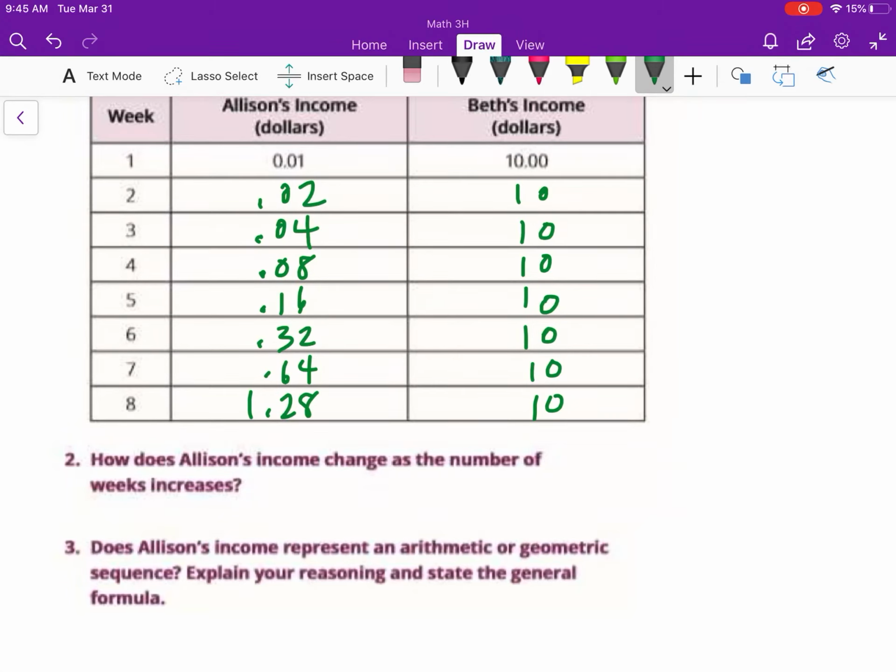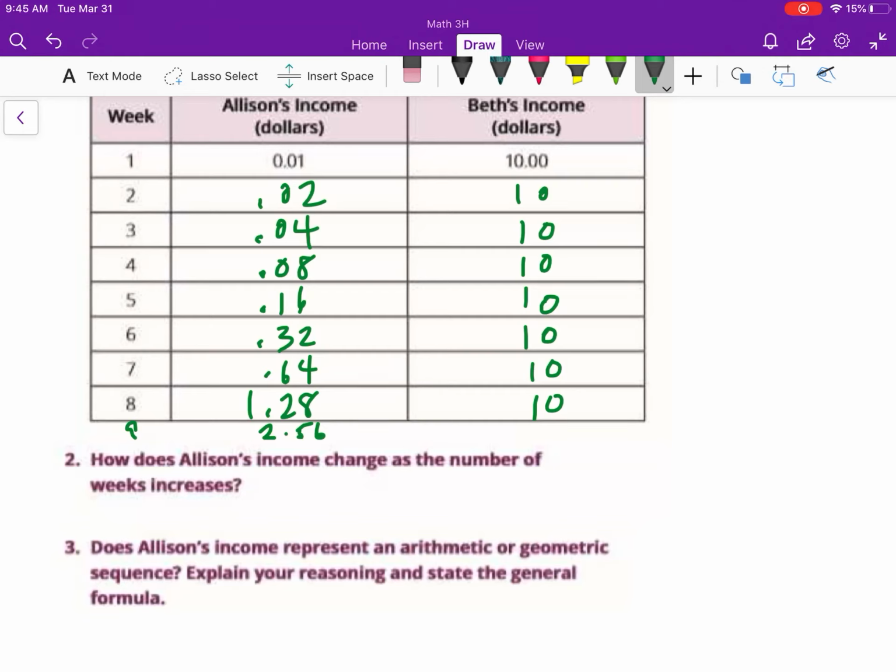9 is $2.56. 10 is actually at $5.12. And 11, wait, 9, 10, 11 is at $10.24. So in the 11th week, she's now making more money than Beth. Interesting what a penny does.